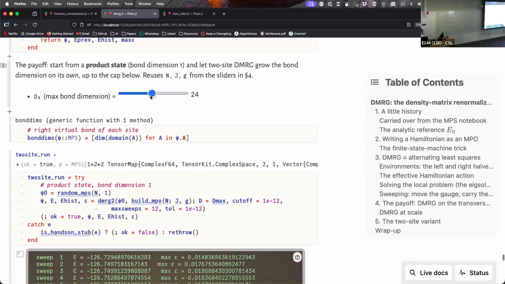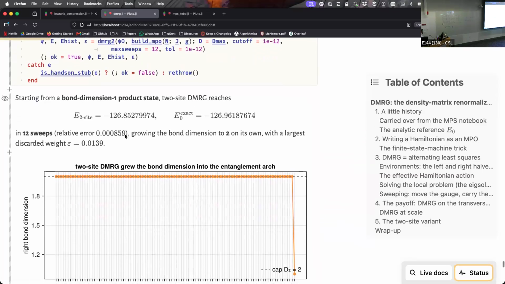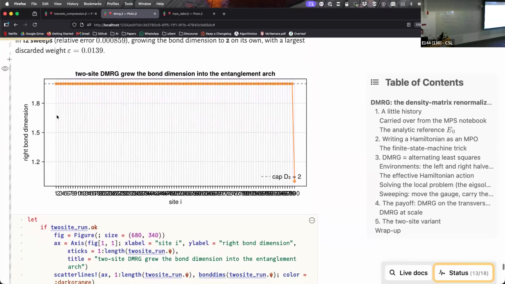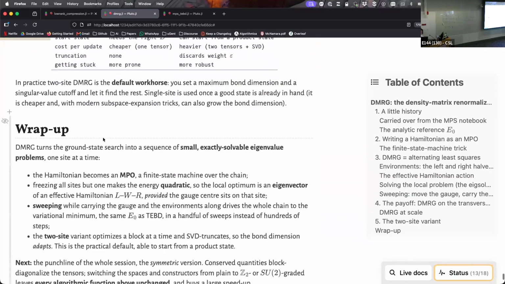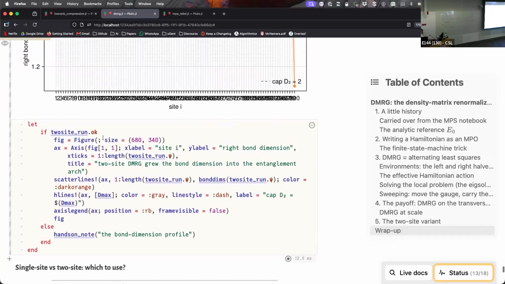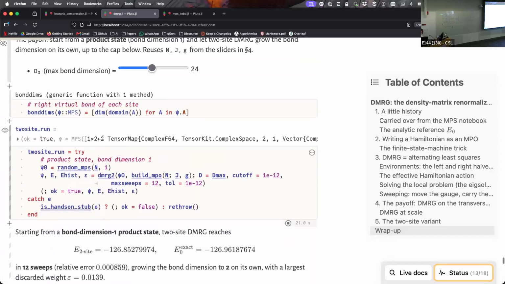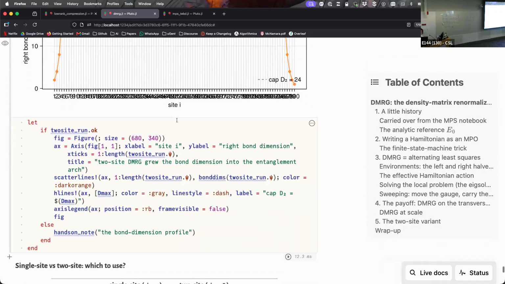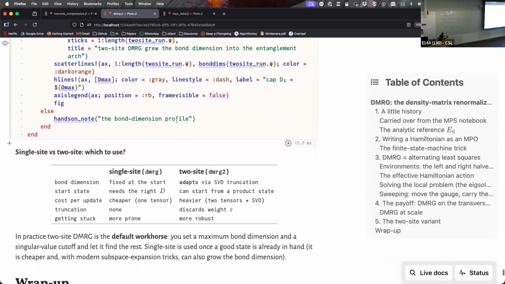Let me put the bond dimension up a little bit to get a more reasonable thing. So you can look at the profile of the bond dimension, and this will indeed show you these arches of low bond dimension at the edges and higher bond dimension in the middle. And so once this all runs, I think this is what I have for DMRG.